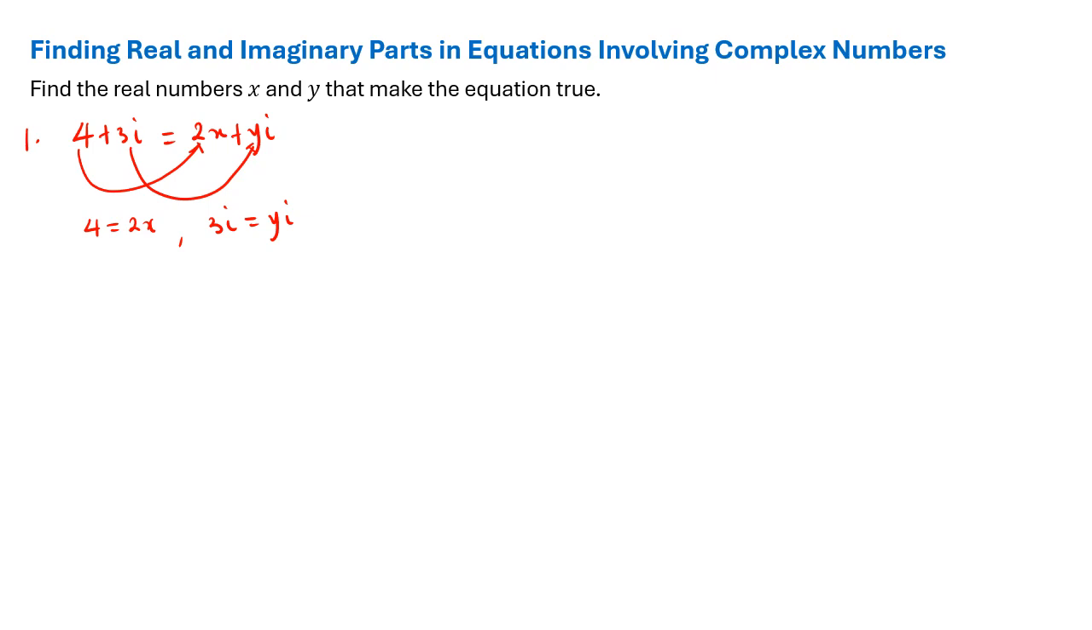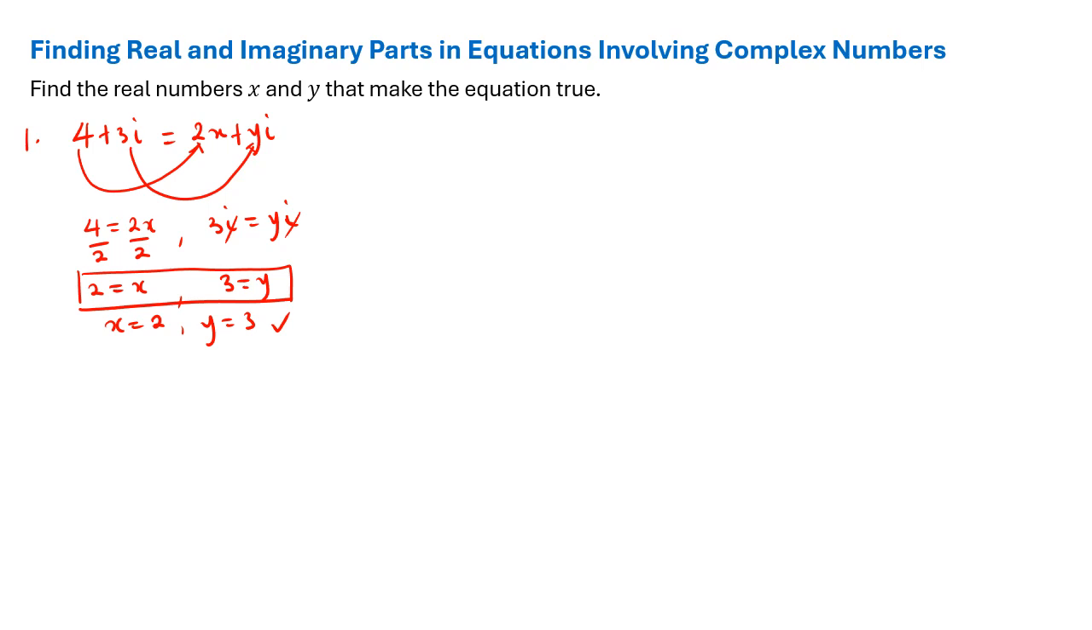This is a strategy that you're going to use to solve a problem like this one. From here we can divide both sides by 2 and we get 2 equal to x. For the imaginary parts, we'll just divide both sides by y, crossing the y's out on both sides. We'll get 3 equal to y. This is an efficient way of solving problems like this, meaning that x is equal to 2 and y is equal to 3. Done.